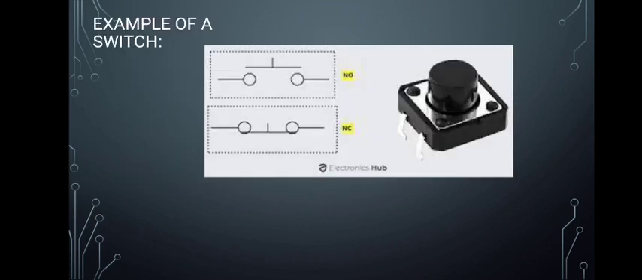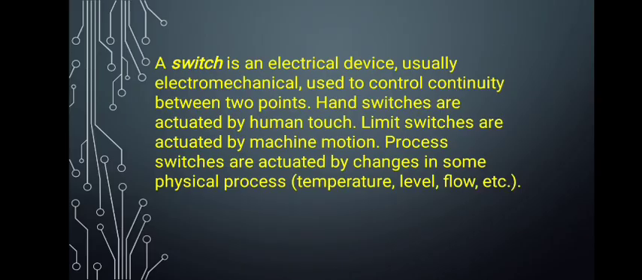Example of a switch. A switch is an electrical device, usually electromechanical, used to control continuity between two points. Hand switches are actuated by human touch. Limit switches are actuated by a machine motion. Process switches are actuated by changes in some physical process, like temperature, level, flow, etc.